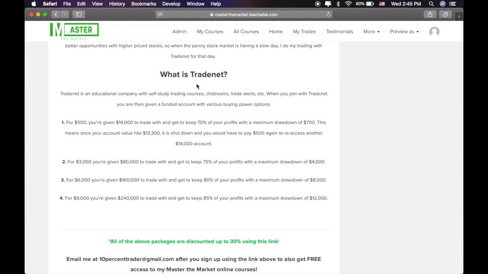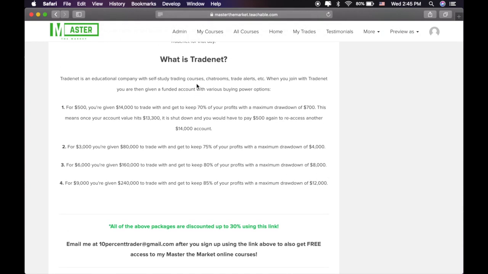Now, that is the smallest package that they offer, but if I go over here to this blog that I wrote about Tradenet, just to give you an idea of some of the other packages that they have, there's also one that you can purchase for $3,000.